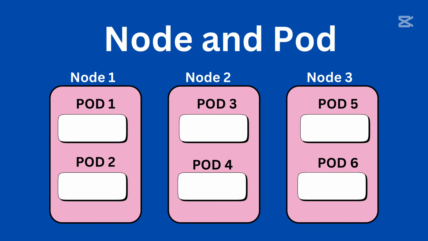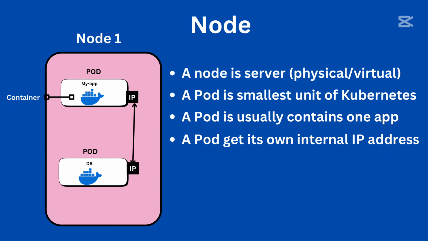In this example, we have 3 nodes, and each node has 2 pods. You can have as many pods as you want on a node as long as it has enough resources like RAM, CPU, and storage. A node can be a physical server, bare metal, or a virtual server running on a virtualization host like VMware, Proxmox, or another VE host.